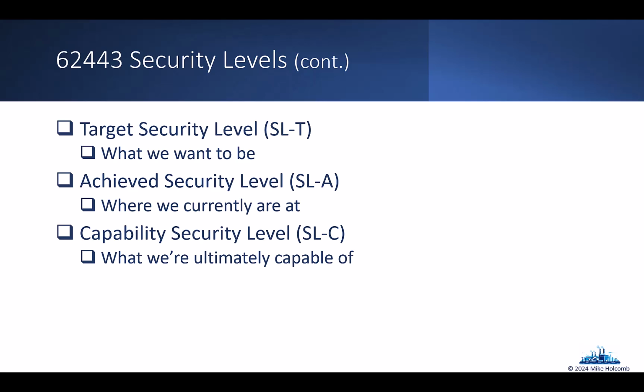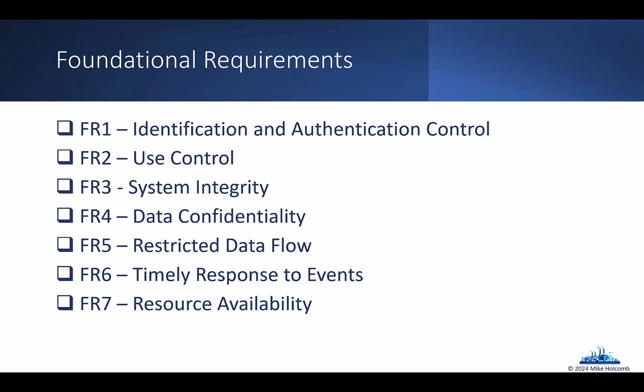So we really focus on the target security level and the achieved security level. Now we'll come back and talk about the capability security level. Okay, this is just worded strangely. Because there's this idea of foundational requirements, and there are 7 of them. If you look at any cybersecurity standards, whether it's ISO or NIST, you see very similar types of requirements.